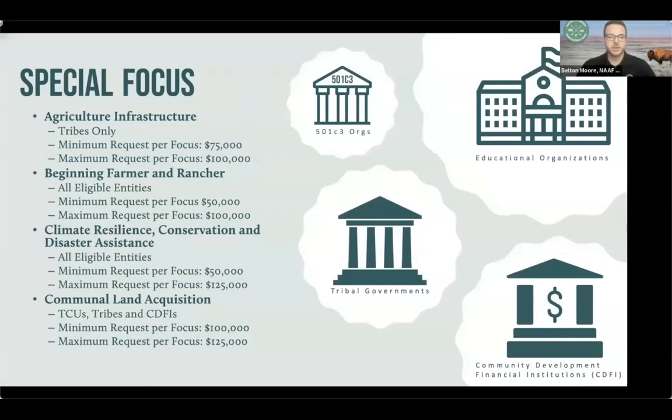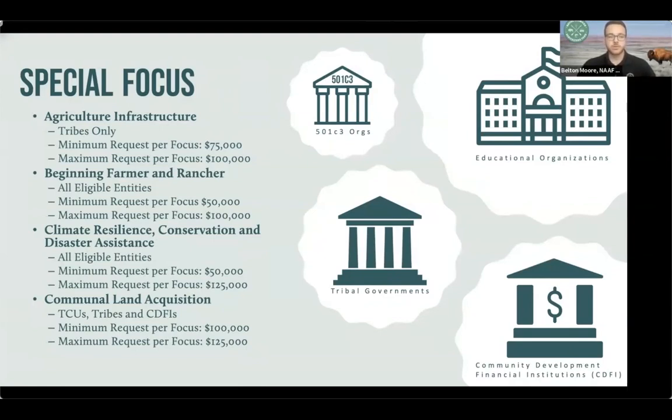As I mentioned earlier, the special focus areas do have different minimum and maximum requests for each focus. So I'll go through in detail on these, and this is also included in our RFA in the application. So when you're going through, if you decide to apply for a special focus, please do pay attention to these different minimum and maximum request amounts.